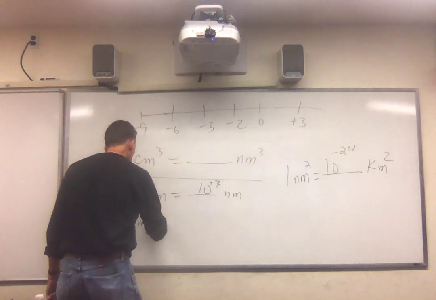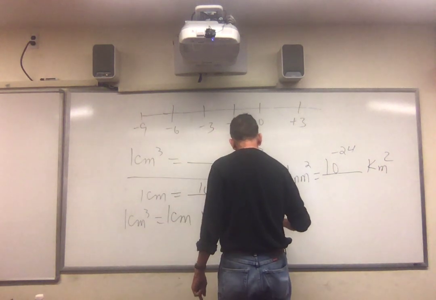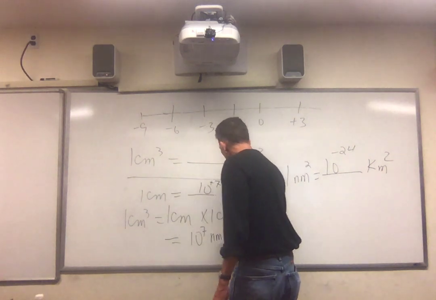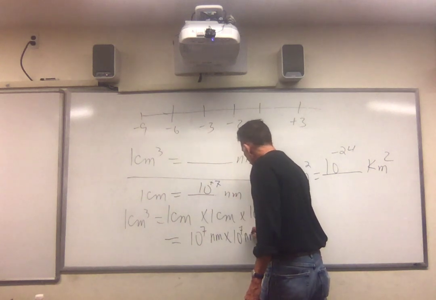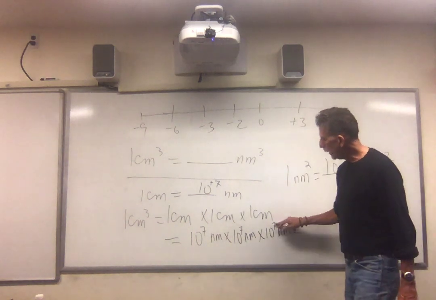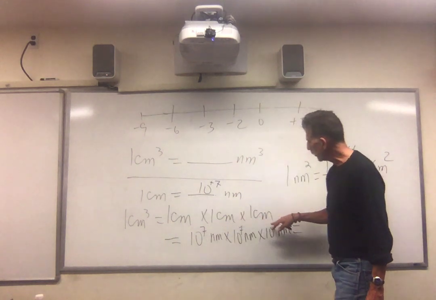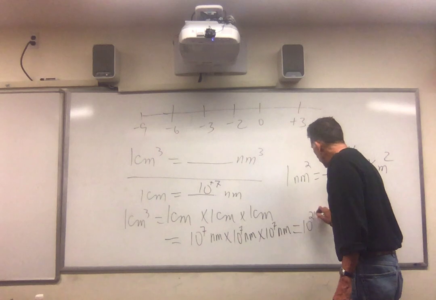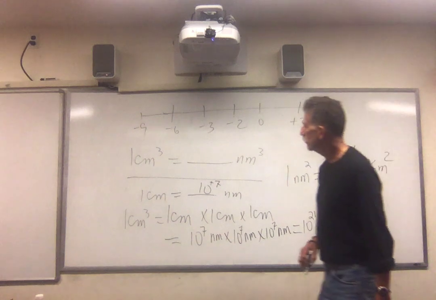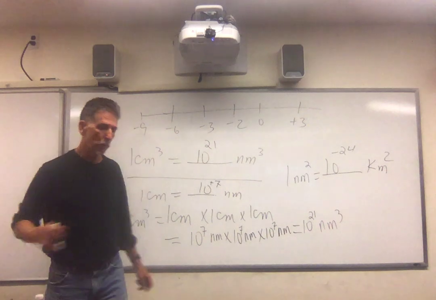So 1 centimeter cubed is simply this. 1 centimeter cubed is 1 centimeter times 1 centimeter times 1 centimeter. And what do we get? We get 10 to the 7th nanometers times 10 to the 7th nanometers times 10 to the 7th nanometers, right? So we add the exponents again. We don't multiply. This is an error people make. 7 plus 7 plus 7 is 10 to the 21 nanometers cubed.